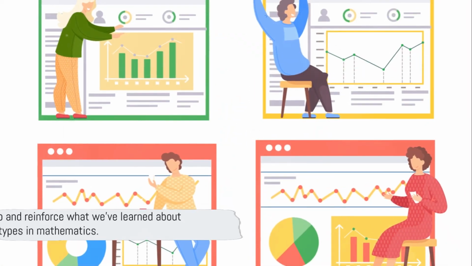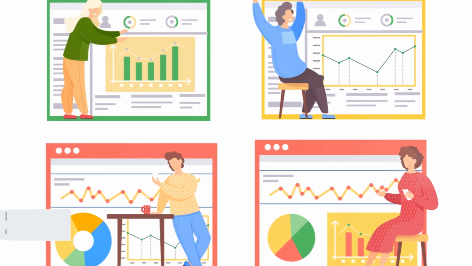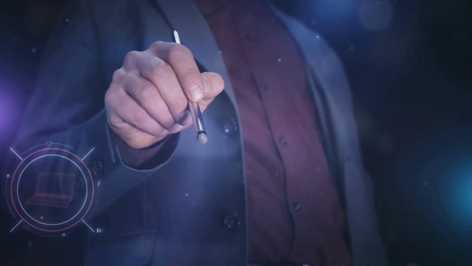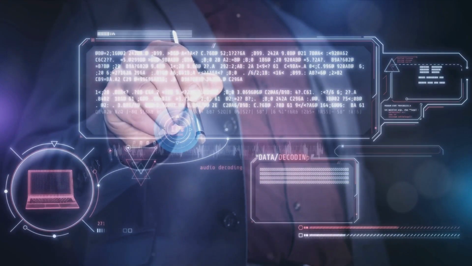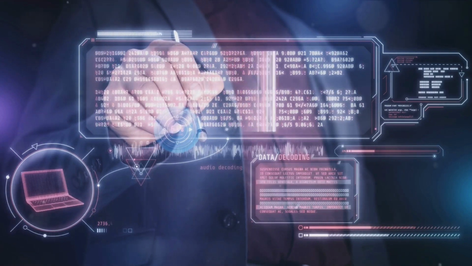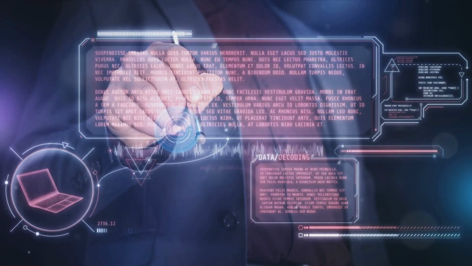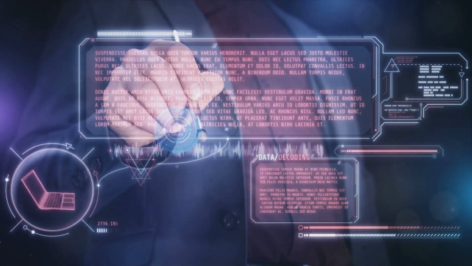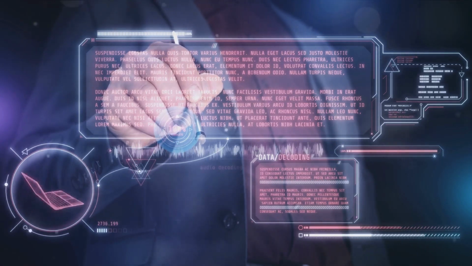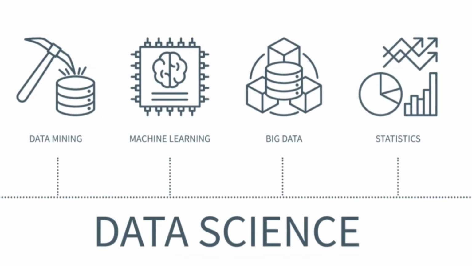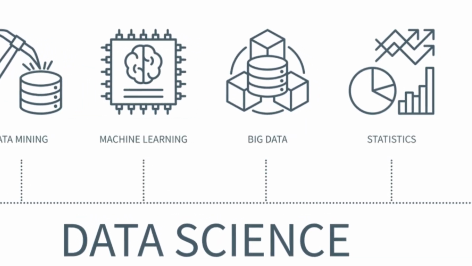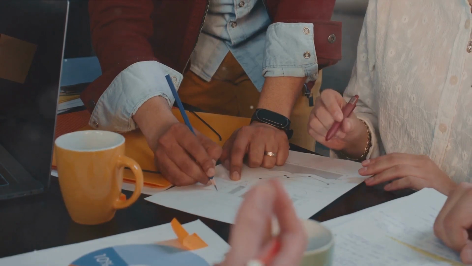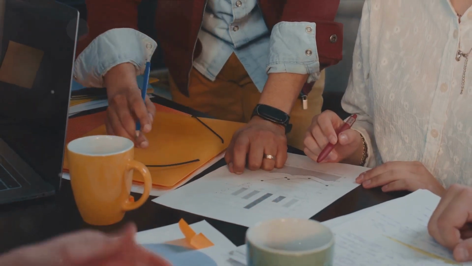So we've covered quite a bit today, haven't we? Let's take a moment to recap and reinforce what we've learned about the fascinating world of data types in mathematics. We began by understanding the importance of data. In essence, data is the bedrock of information. It's the raw material we use to construct knowledge, make decisions, and understand the world around us. Whether we realize it or not, we interact with data every single day.